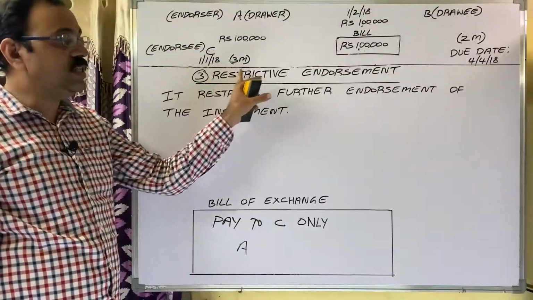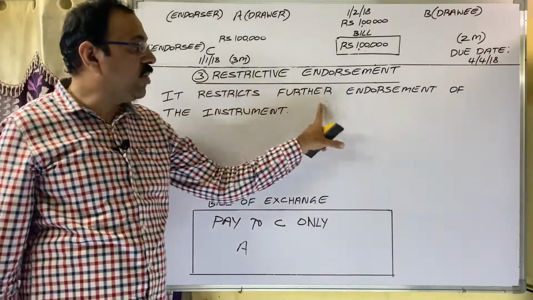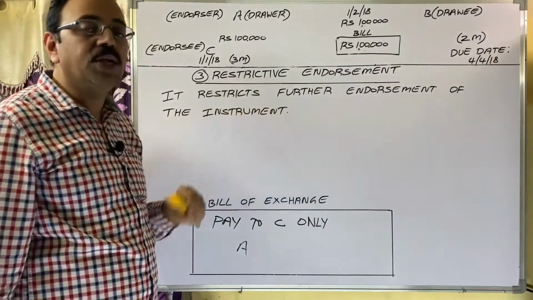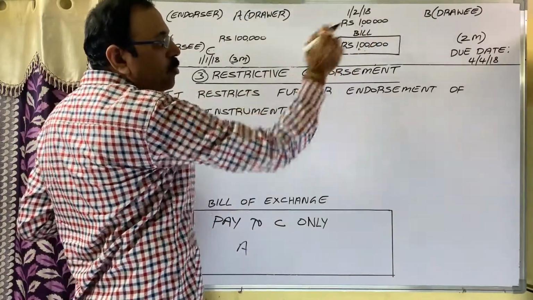Third one is restrictive endorsement. Means what? It restricts further endorsement of the instrument. So A prepared a bill of exchange on B.